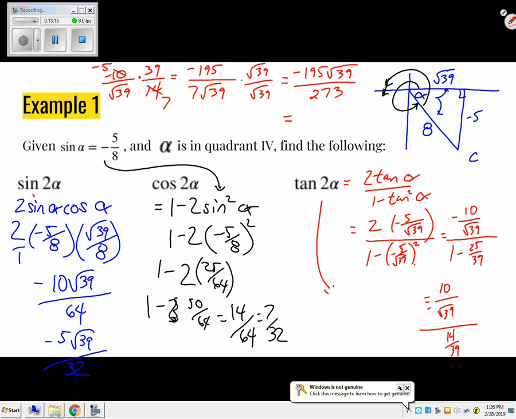Negative 5 over 7. So 39 out of it. So take a 39 out of the top and bottom. You get negative 5 square root of 39 over 7.